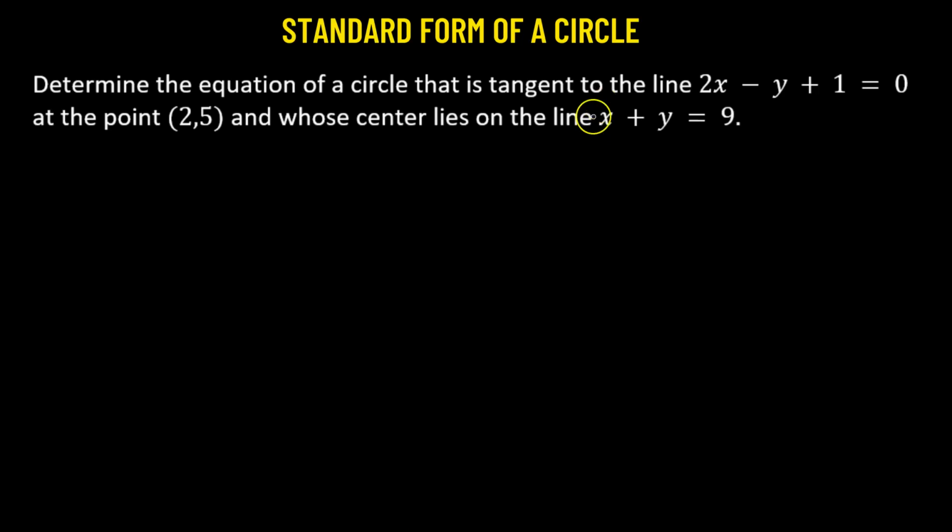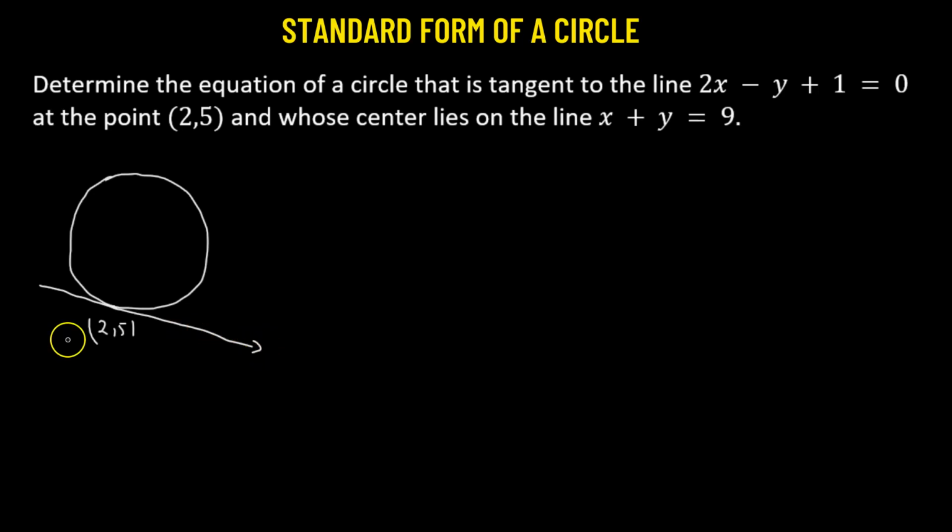So let's try to understand this problem graphically. Let's say we have a circle, and at the point, let's take it as (2, 5), at this particular point we have a tangent. This is the tangent to the circle at the point (2, 5), and the tangent has an equation given by 2x minus y plus 1 equals 0.